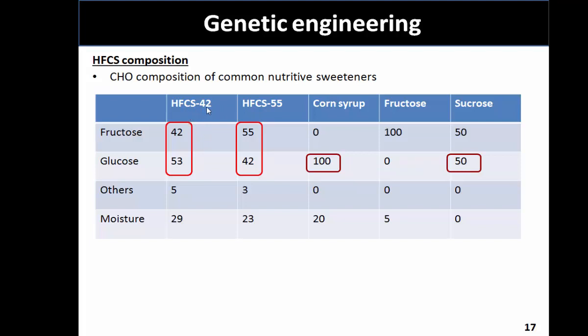So HFCS 42 is the final processed form of corn syrup, where 42% of the glucose molecules here in corn syrup have been transformed to fructose monomers. Likewise, HFCS 55 refers to the fact that 55% of the glucose monomers in corn syrup have been converted to fructose, giving it a very similar composition to that found in naturally occurring sugars.